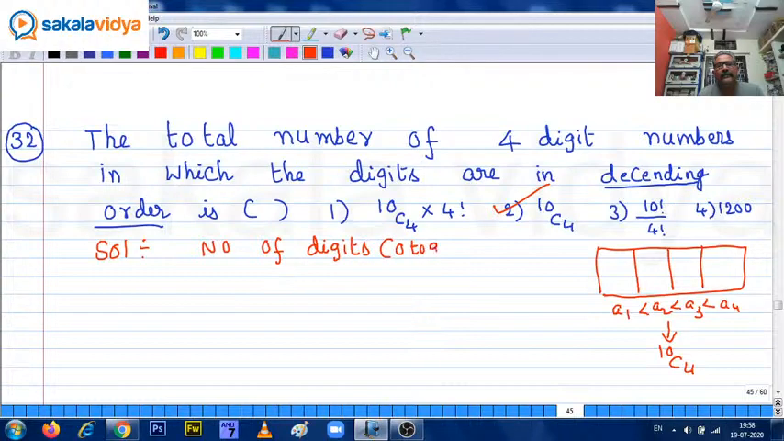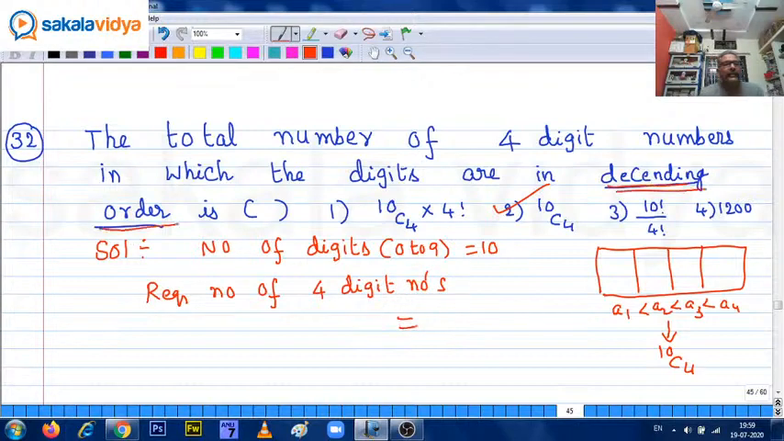Zero to 9 equals 10. So the required number of ways, the number of 4-digit numbers, equals... See, this is a very important keyword: descending. Descending order means 0 never comes in the thousands place. That's why we should not worry about the 0. So we need to select the 4 digits out of 10. That can be done in 10C4 ways. So the second option is the right option.